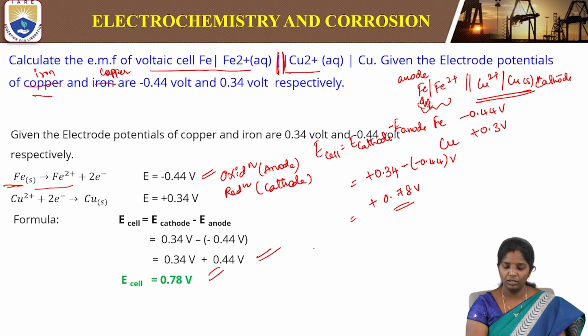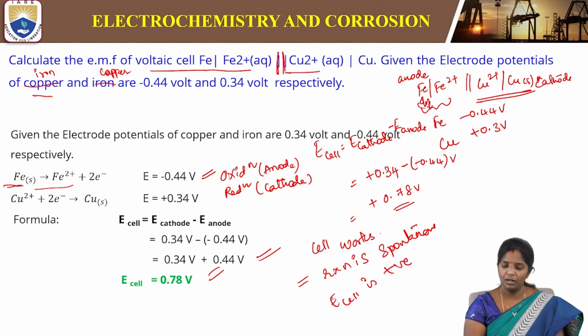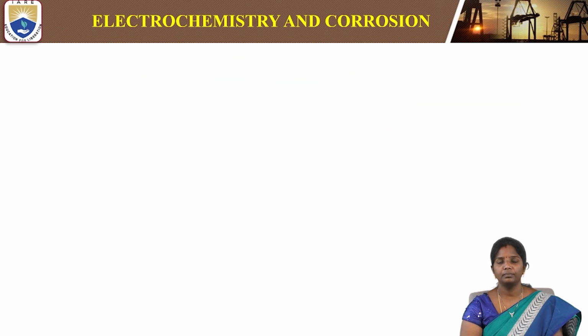So therefore the cell works, and the reaction is spontaneous. Why is it spontaneous? Because the E cell is positive. So therefore the reaction is spontaneous.